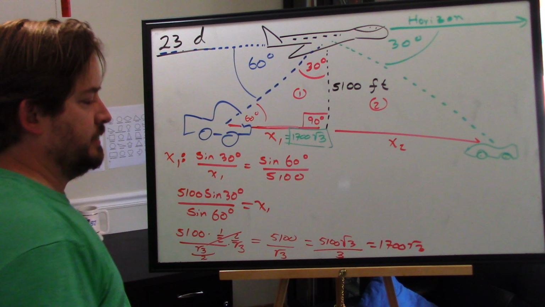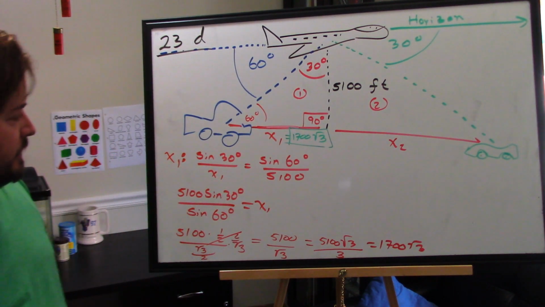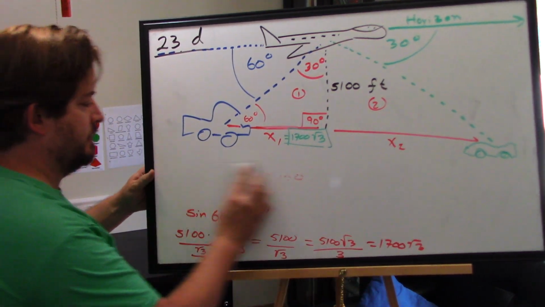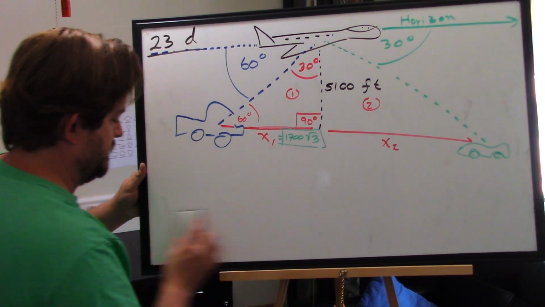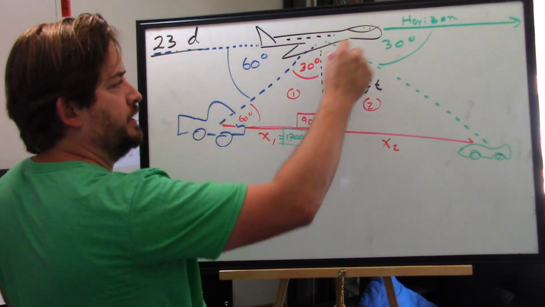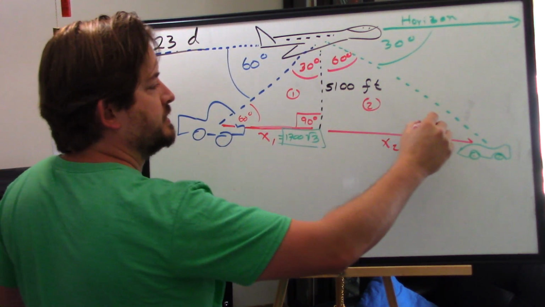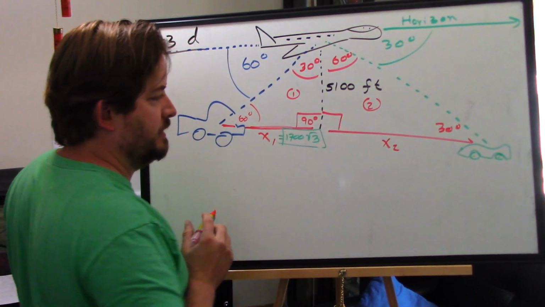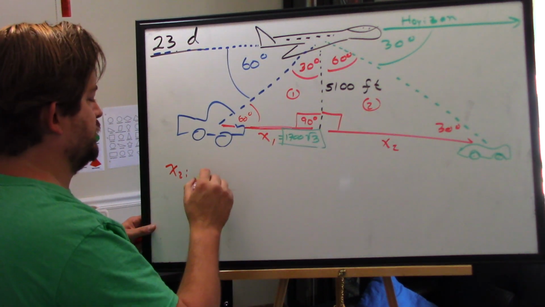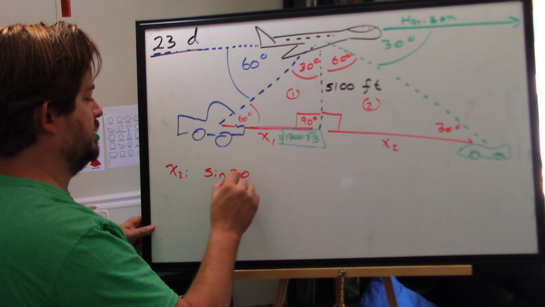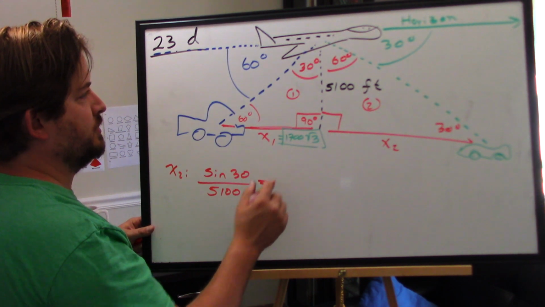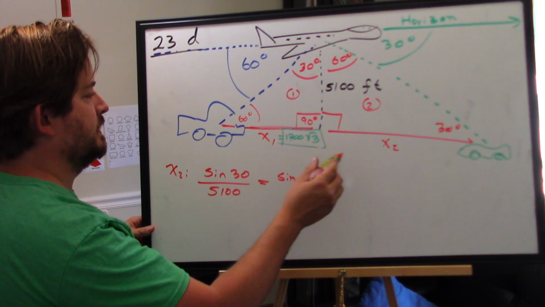Let's clear off a little area, and I can't find my eraser. There it is. This other one here has, if this is a 30, that makes this a 60 up here, which then turns this into a 30 because this is also a 90, right? So for x2, I can use the law of sines. The sine of 30 degrees divided by that 5100 should be equal to the sine of 60 degrees divided by x2.